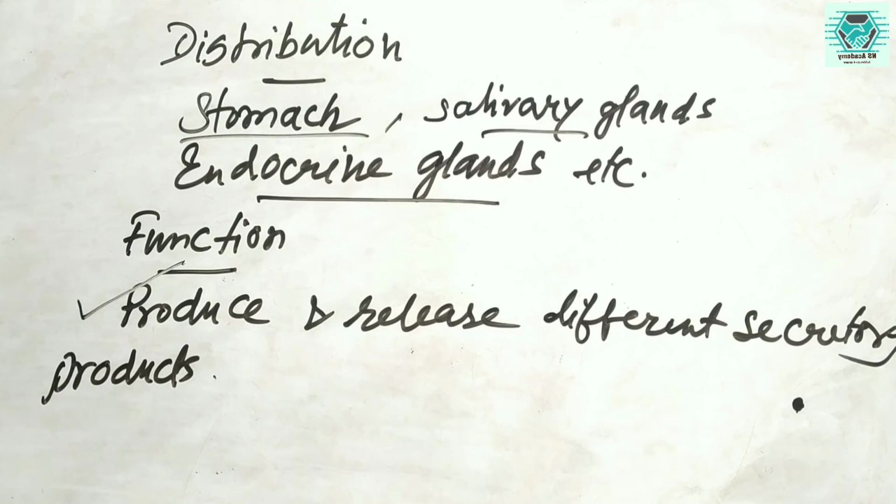So this is in brief the characteristics, the classification, the distribution and the function of the epithelial tissue. Hope you students understand. Just go through the discussion and try to internalize the above mentioned things.